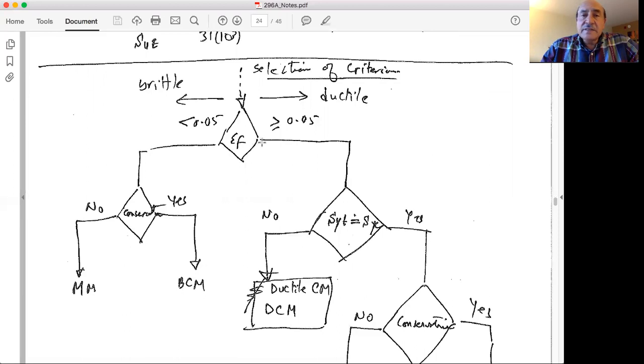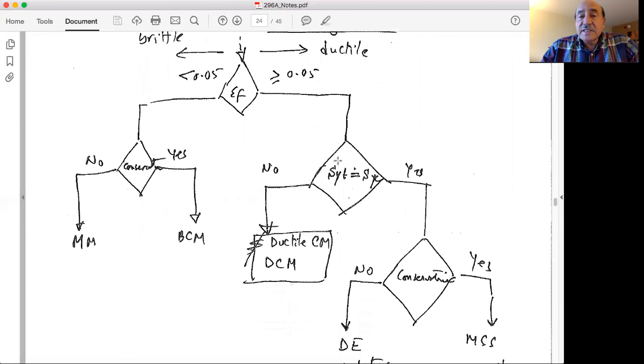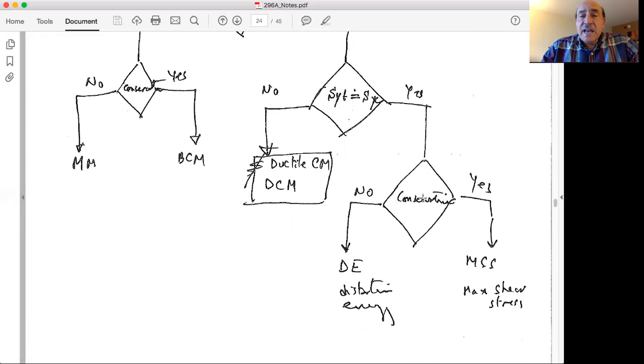And on the other hand, if the ductility of the material is greater than 5%, then we know that we have a ductile material, and we're faced with another decision. If the yield stress in tension is equal to the yield stress in compression, then we go down that route. If it is conservative, we use the maximum shear stress theory, MSS. If it is not conservative, then we would use the distortion energy, which is the ellipse inside the Tresca prism.